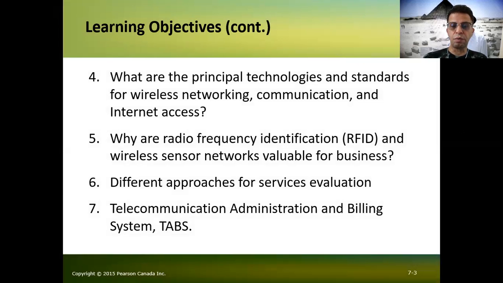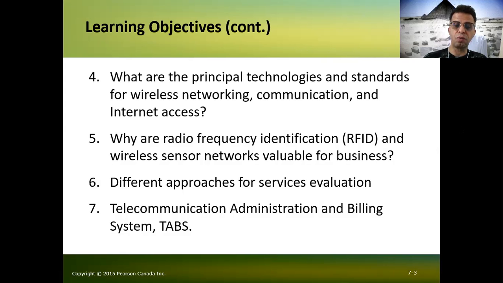We will also learn what the principal technologies and standards are for wireless networking, communication, and internet access. We will know why radio frequency identification, or RFID, and wireless sensor networks are valuable for business.